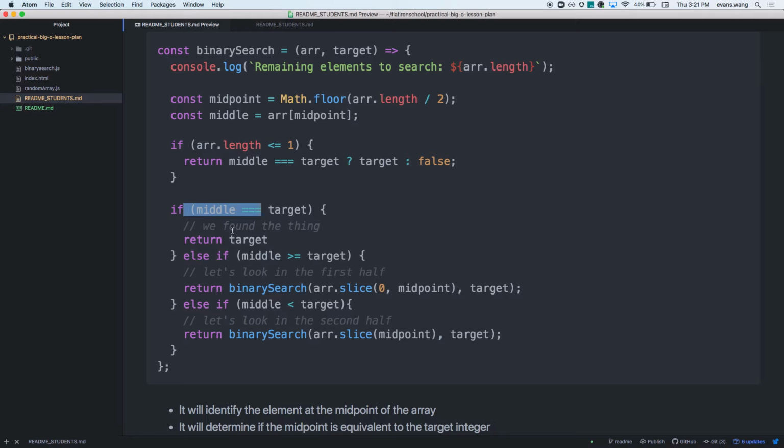Now, if the middle is the target, return the target, we found the thing. Else if, let's just say the number 7, and I'm looking through a sorted array of 1,000. If the middle is greater than or equal to the target, then you're going to look in that half. Otherwise, you're going to look in the second half, and then it's going to run it again. So if it's in the first half, cut out the rest, run this function again, which cuts it in half and looks for it again. That's the recursion part.